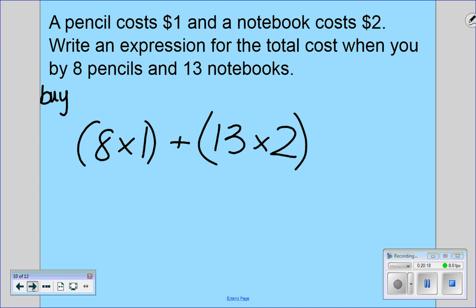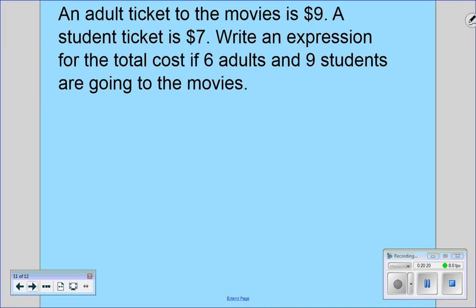Let's do this one. An adult ticket to the movies is $9. A student ticket is $7. Write an expression for the total cost if 6 adults and 9 students go to the movies. What's it going to look like? Somebody, I haven't really heard from them yet today. You can just start it. I'll help you through it. Somebody help me out. Go ahead, Haley.